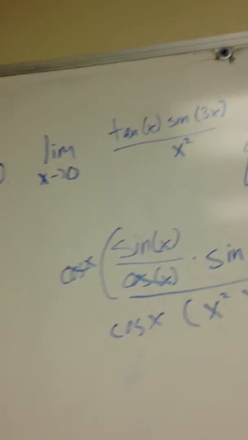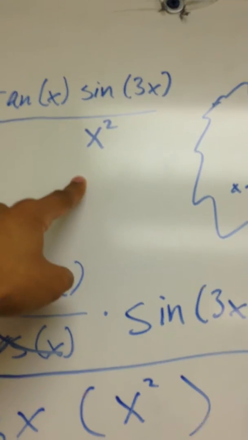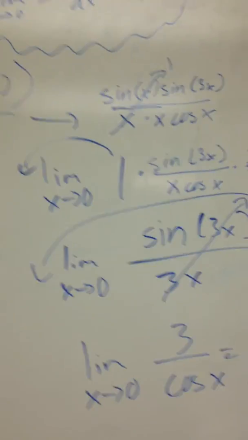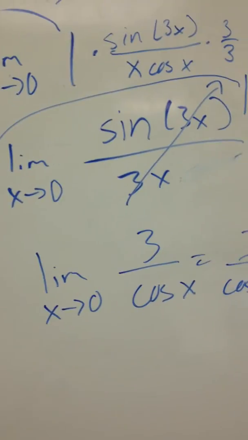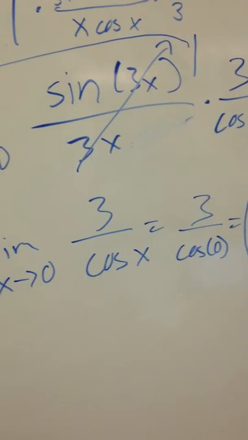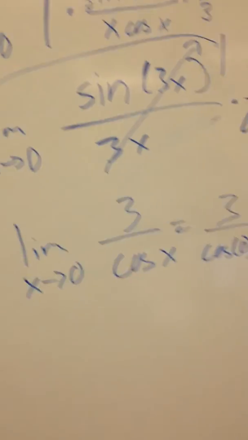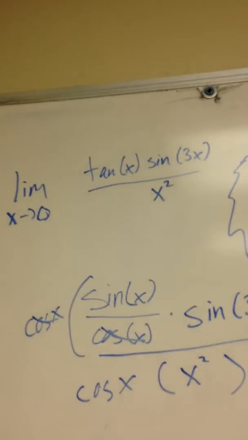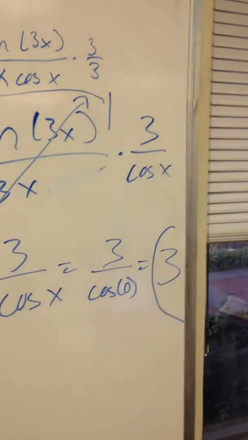Whereas you couldn't plug in the 0 here because 0 squared is 0 on the bottom, and you get a 0 in the denominator, you can plug it in here because the cosine of 0 is 1. So now you have 3 over cosine 0, and that's 3 over 1, which is 3. So using this formula to guide you, you worked your way from tangent all the way to sines, and got to 3.